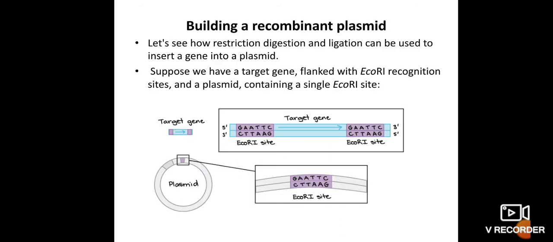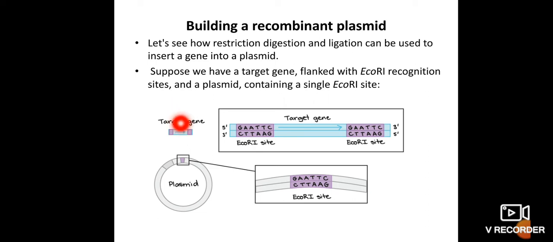Now, building a recombinant plasmid. Let us see how a restriction digestion and ligation can be used to insert a gene into a plasmid. This we have studied in our previous class. Once again, suppose we have a target gene. This is the target gene.